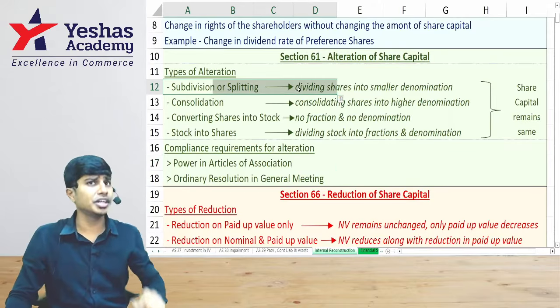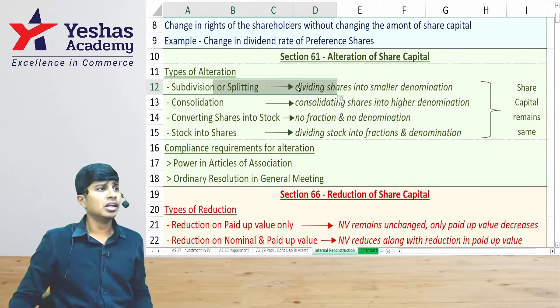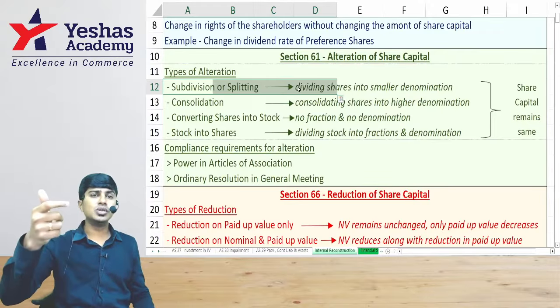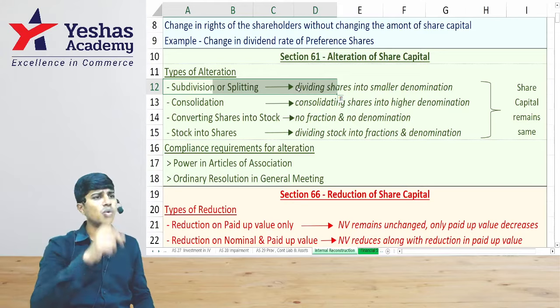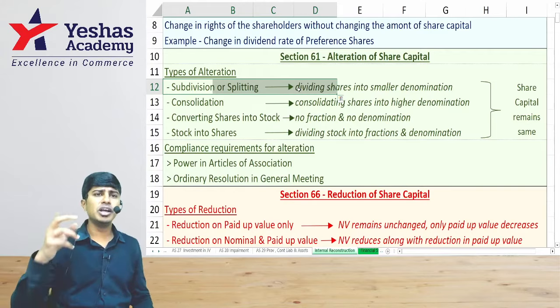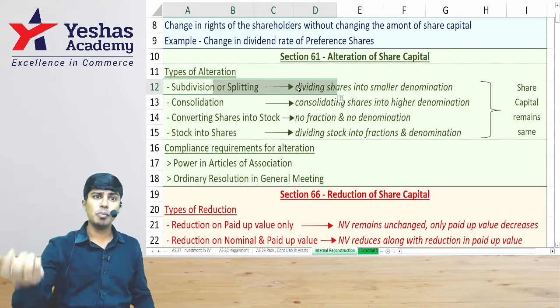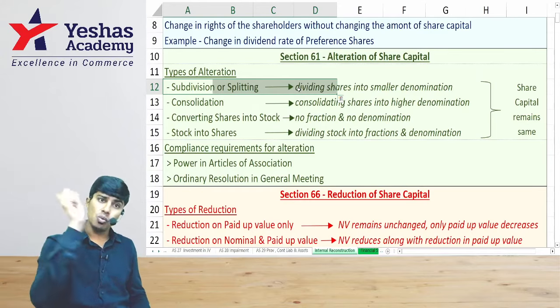Remember, in this there is no decrease in share capital. The company had 1,000 shares of 10 each, 10,000 rupees. Now it is dividing 1 share into 10. It will become 10,000 shares of rupees 1 each, 10,000.